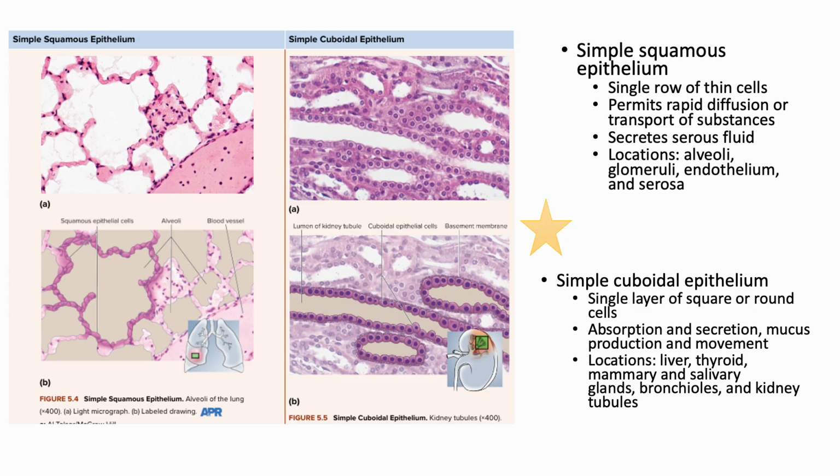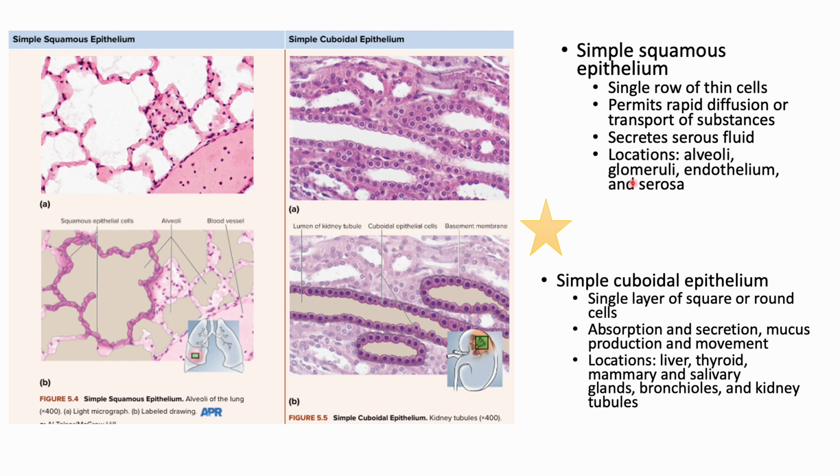So let's go through the different types of simple epithelial tissue. So here we have 1 layer of flat squamous cells. So it is a simple squamous epithelium. Because it is 1 cell layer thick, it helps with rapid diffusion of transport of substances. It also secretes serous fluid. So where would you find this? Where do we need diffusion of substances across 1 cell layer thick? Think of your lungs. So in your alveoli, we find this.